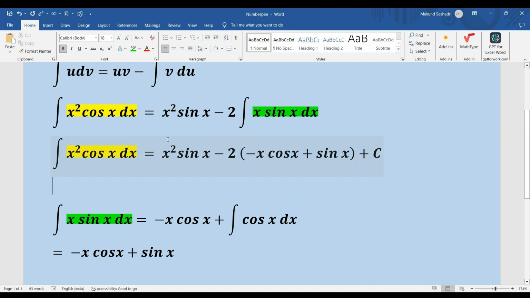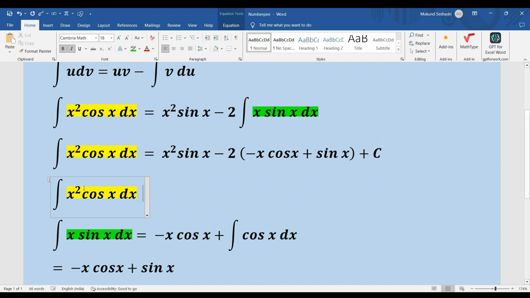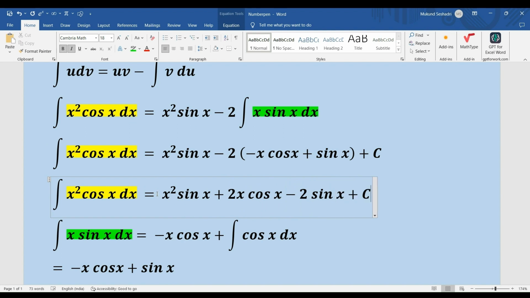Therefore, my answer to this particular problem, which is integral of x square cos x dx, is nothing but x square sine x plus 2x cos x, right? Minus 2 sine x plus c, right?